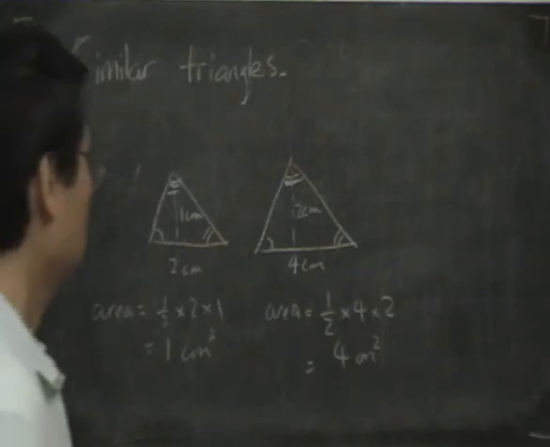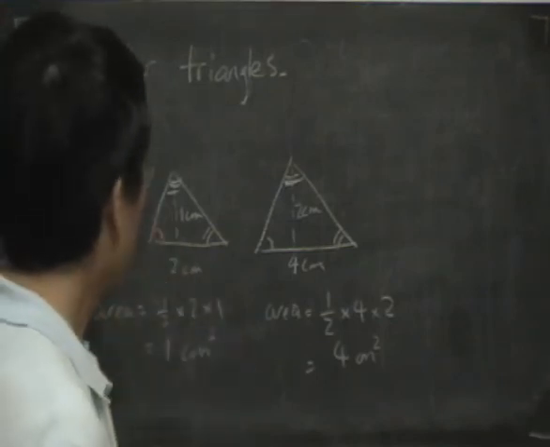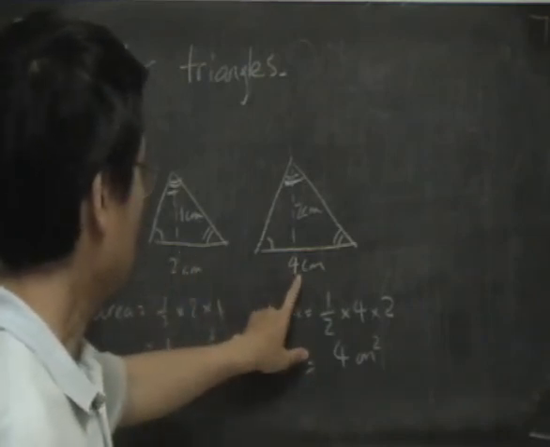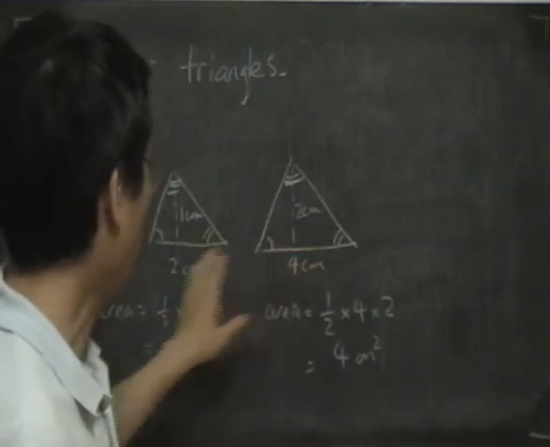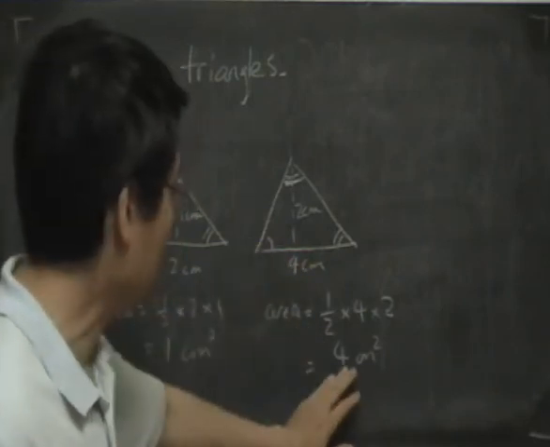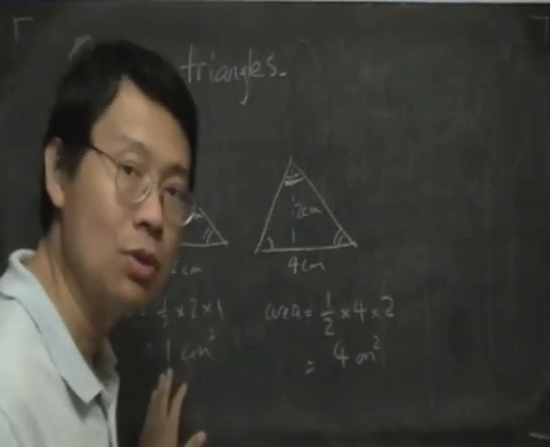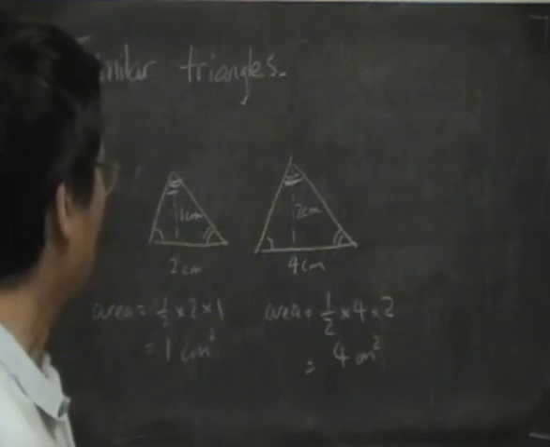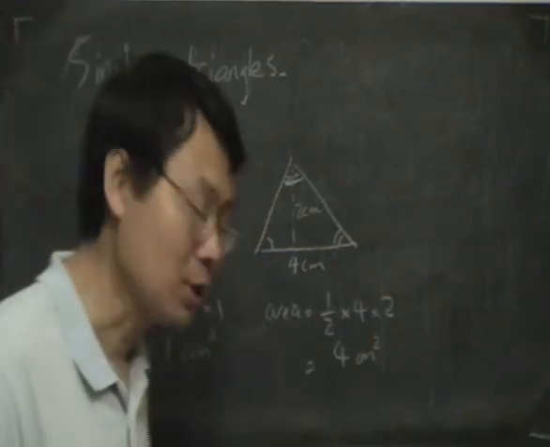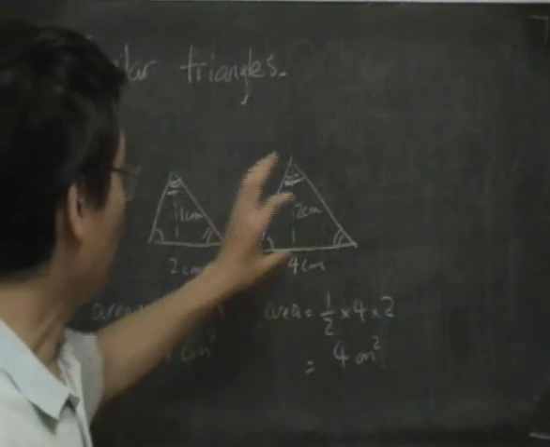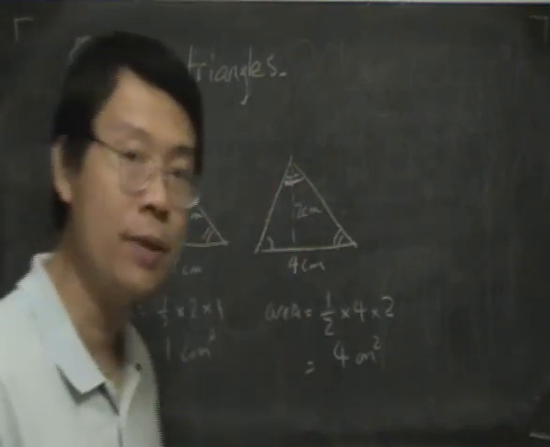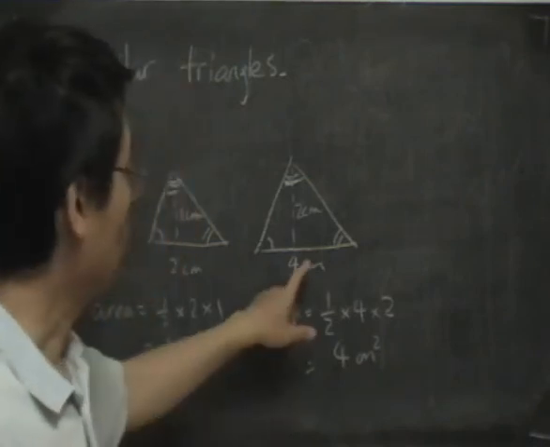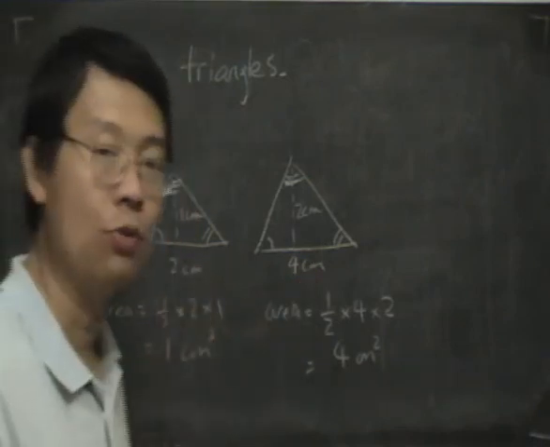So what you see here is that although this side is twice of this side, the area is not just twice of the area. The area is 4 times. And this happens because the ratio of the area is equal to the square of the ratio for the sides.